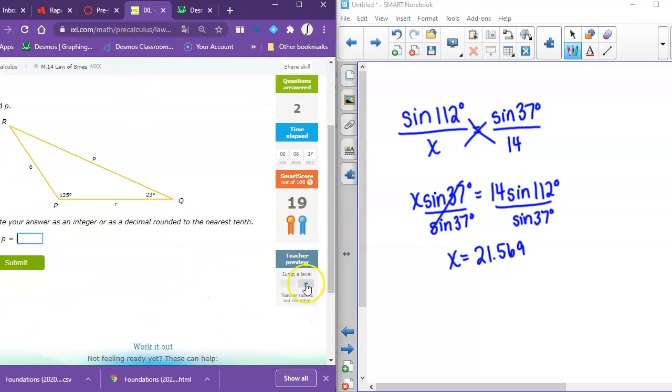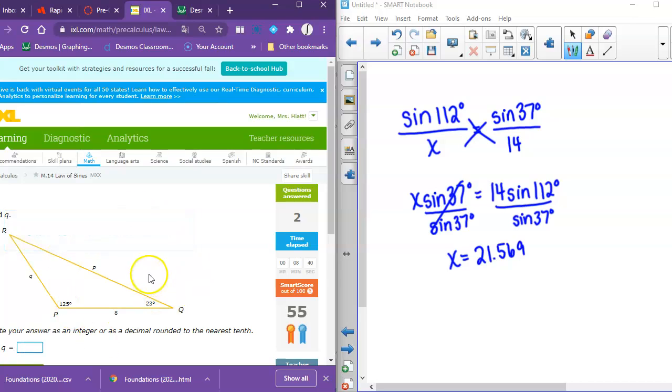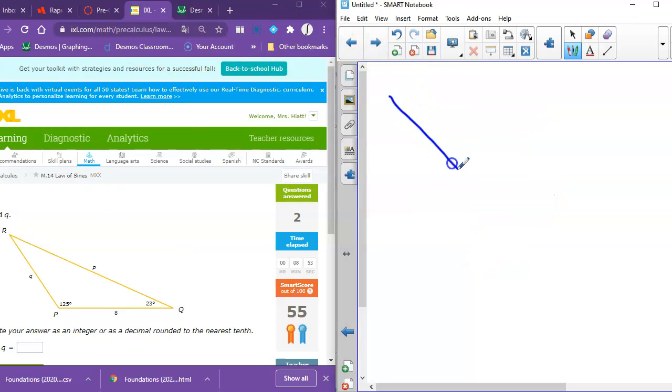I'm going to skip ahead just a little bit because IXL will let me do that since mine is a teacher account. And let's look at this problem. So this one is a little bit different. I'm going to copy the problem down, just slightly different. So we've got this triangle here. It's certainly not a right triangle. P, Q, and R. I know this side is P, this side is Q, and this side is 8. My angles here, I've got 125 and 23, and then I don't know angle R.